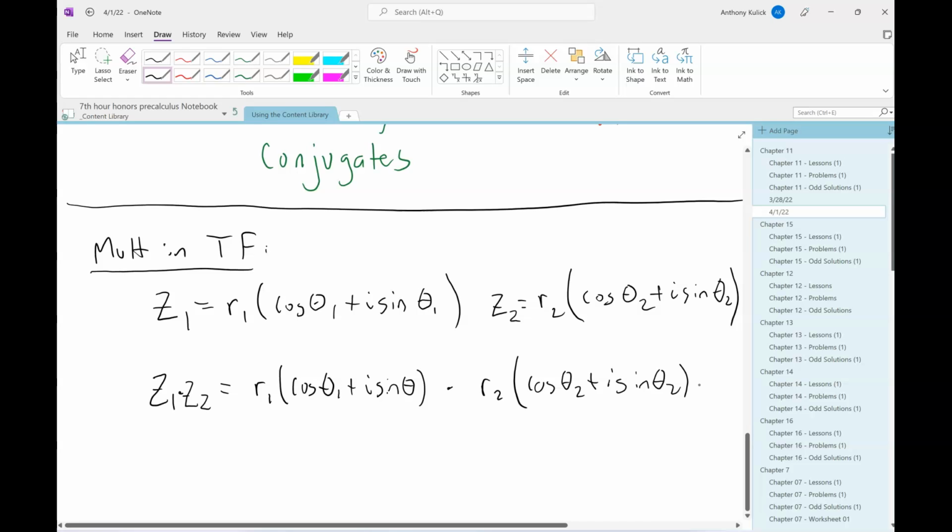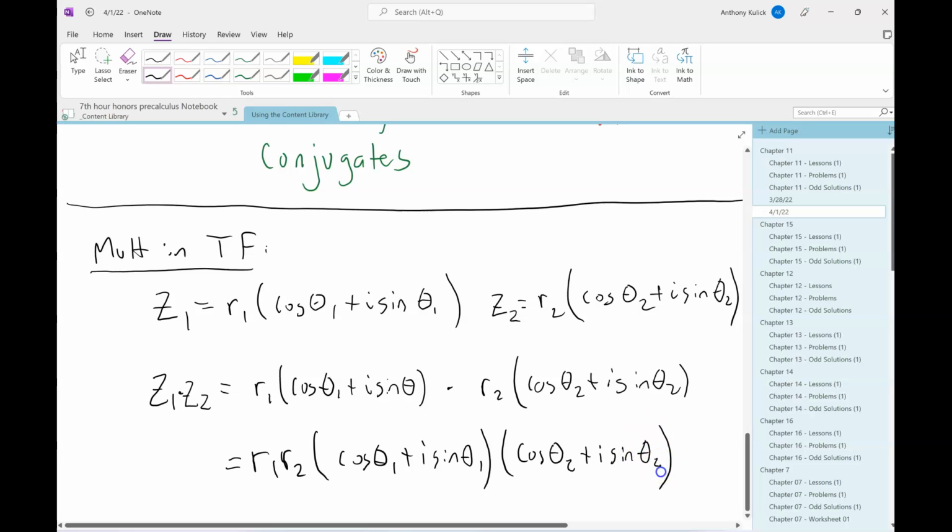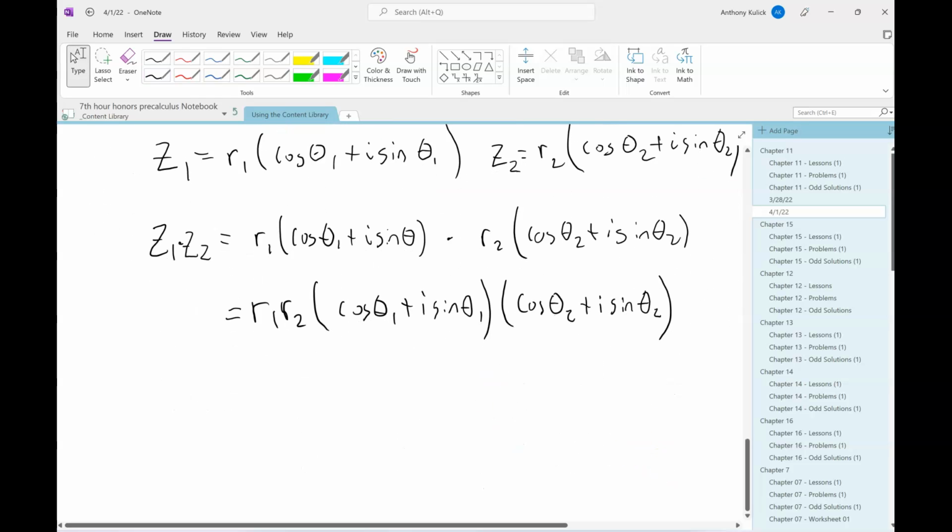And since I'm just multiplying four things together, R1, a parenthesis, R2, and another parenthesis, does it matter the order in which I do that multiplication? Nah, man, right? We can multiply in any order we want. So what I'm going to do is pull the R1 and R2 out front, and leave the parentheses second. And just like I did before, I'm going to now just FOIL out these two parentheses.